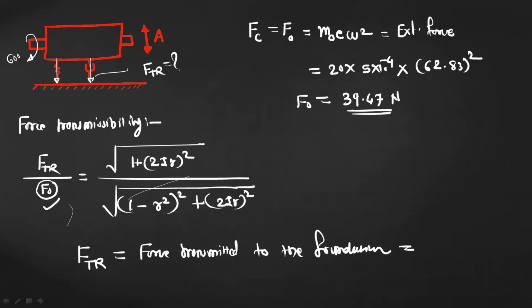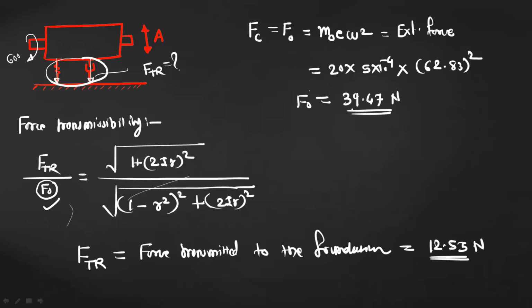So this force transmitted is equal to 12.53 Newton. Okay. So you can observe here what is the use of such isolators. Basically, isolators are used to reduce the magnitude of the force transmitted to the foundation, so that we can avoid possible damage to the foundation.